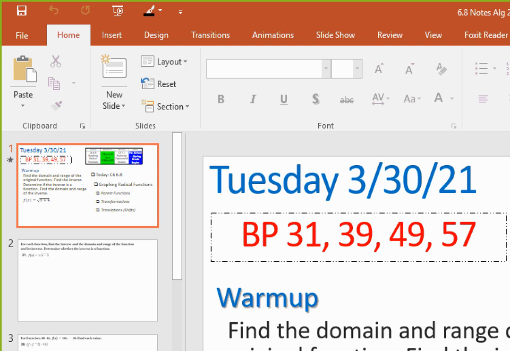All right, so I do have a quick little warm up on here. I have board problems. I'm just going to go ahead and go through all of those as a quick review, and then we will get started into today's stuff, which is graphing radical functions.